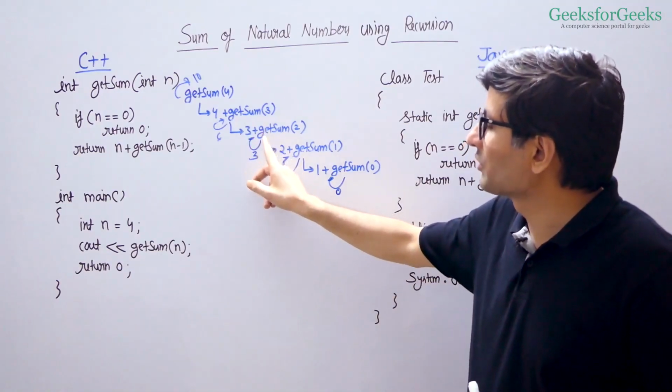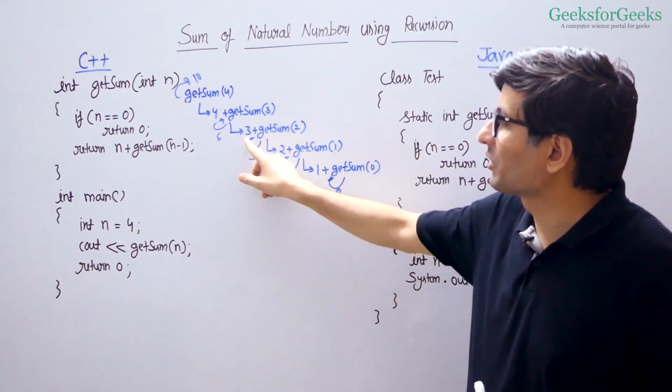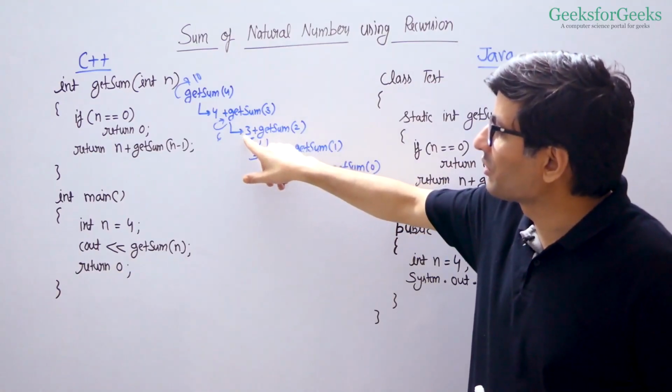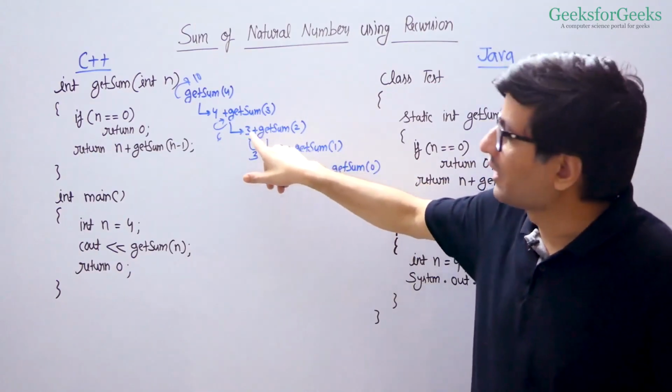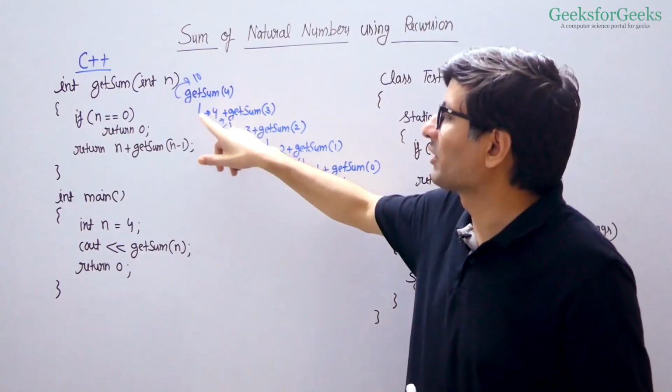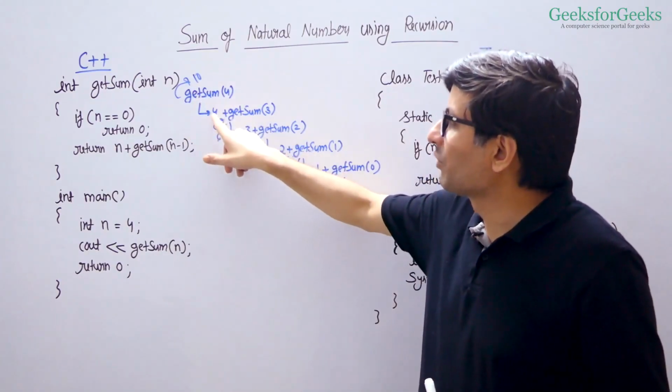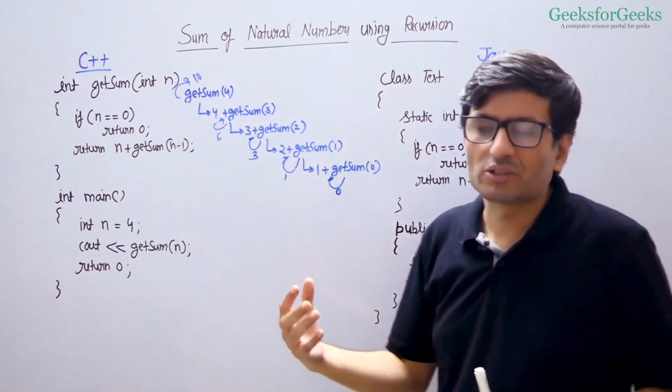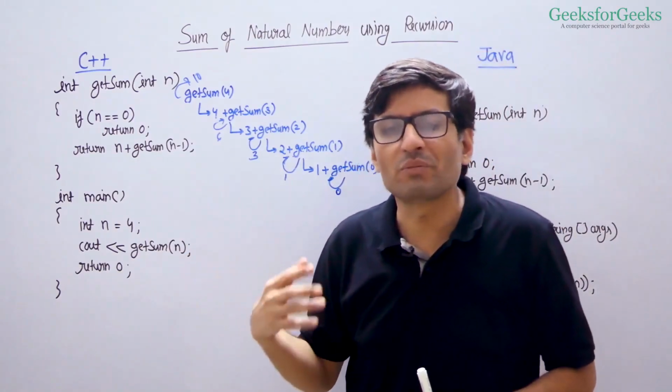So get sum 2 is going to return 3 to the caller. And caller is going to do 3 plus 3, 6. And it's going to return 6 to its caller. And this caller is going to return 4 plus 6, 10. So this function returns 10 to the main function.